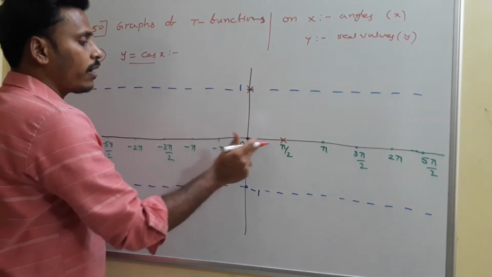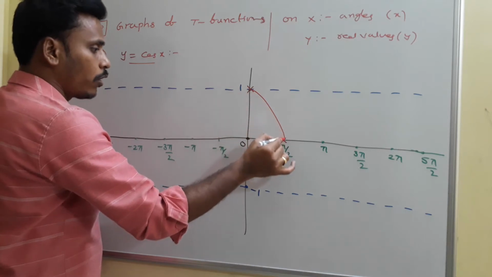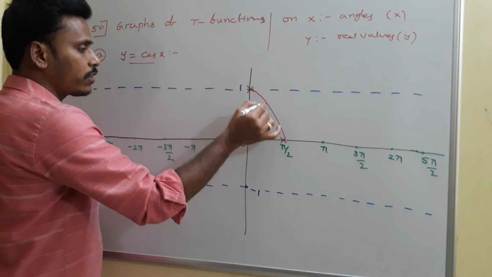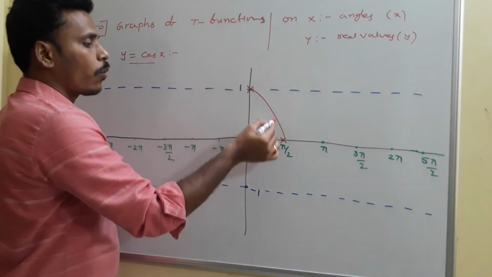So in the first quadrant, while moving from 0 to pi by 2, cos values will decrease from 1 to 0. I think you know that. X values are changing from 0 to pi by 2, and this red line indicates the y values will decrease from 1 to 0.